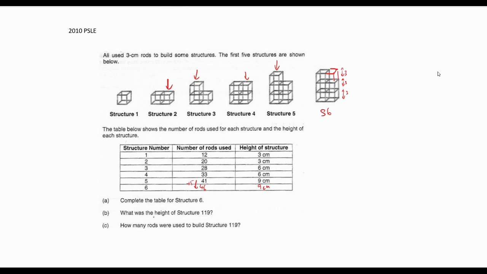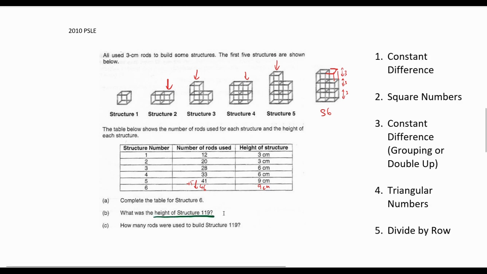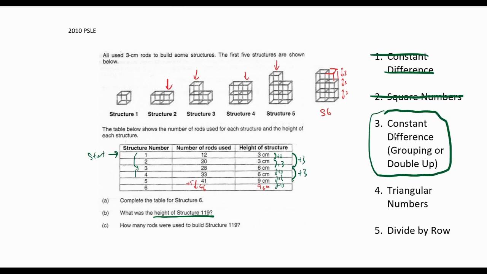For part B, they want to know the height for structure 119. Let's find a pattern for the heights. It's not constant difference. It's not square numbers. But it is constant difference doubled up. Structure 119 is an odd row.